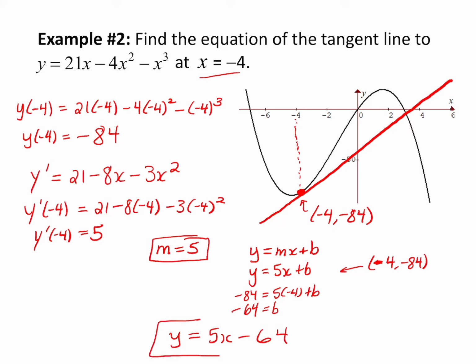So that's the equation of the tangent line to this curve, y equals 21x minus 4x squared minus x cubed at x equals -4. So you can see my sketch is a bit off. I had it sloped up a bit too much because it should have been hitting around -64, so probably around down here.